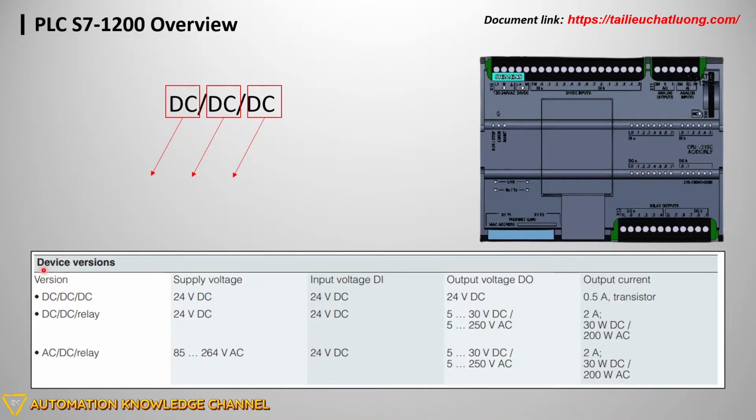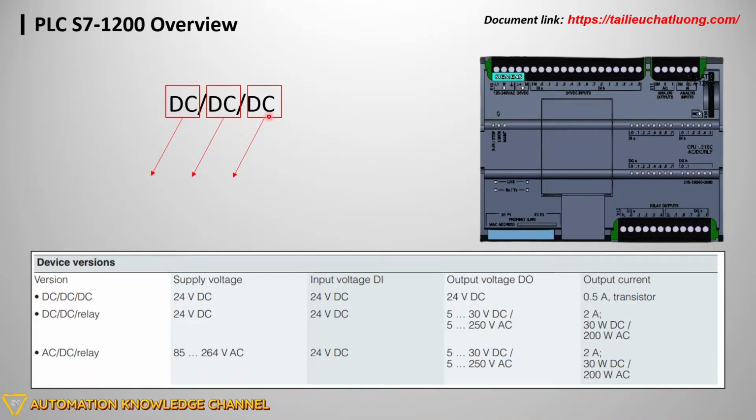The first, AC or DC, is the supply voltage of the PLC, and you can see it's here. This is the voltage supplied to the PLC. And the second symbol, DC, is the input voltage for DI. This is the voltage of the input signal. We discuss it in the next slide.